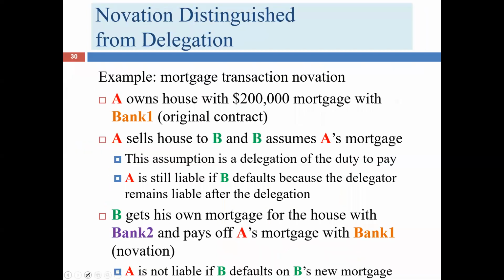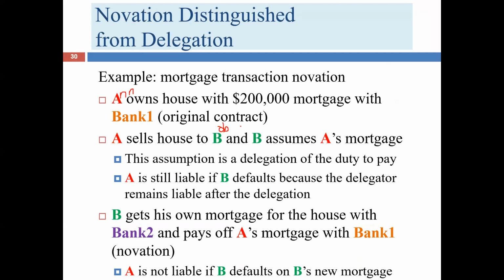Okay, let's go back and go through a bank scenario. So we'll call A Ann. Ann owns a house with a $200,000 mortgage, and her bank is Bank One. This is her original contract. Ann sells the house to Bob, and Bob assumes Ann's mortgage.